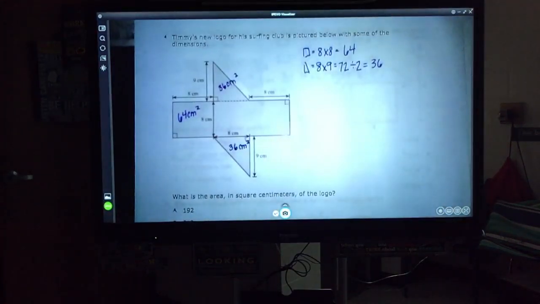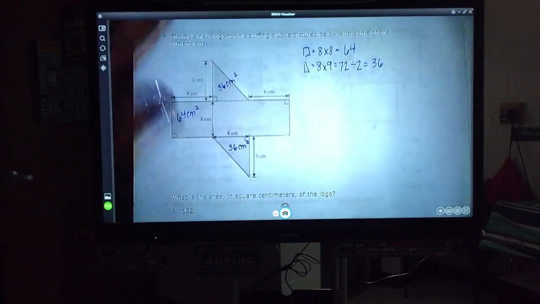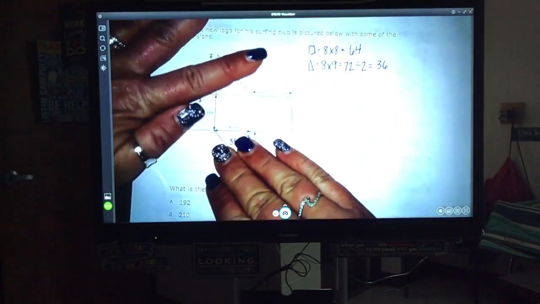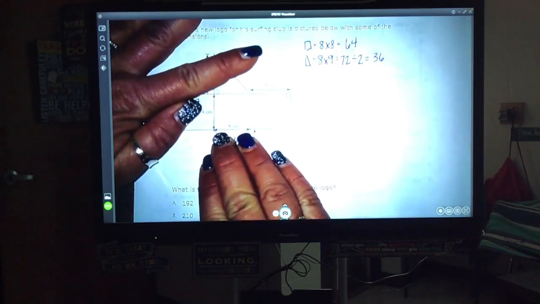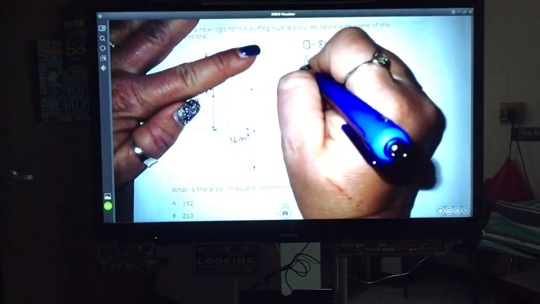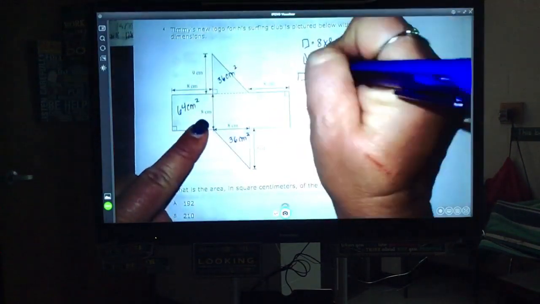All right, the last shape that we're looking at is this shape right here. Now, what shape is that? A rectangle. So with it being a rectangle, what is our formula? What's our formula? Elisa, what's the formula to find the area of a rectangle? Base times height. Okay, so do I have my height? Yes, I do. So for my rectangle, my height is 8.